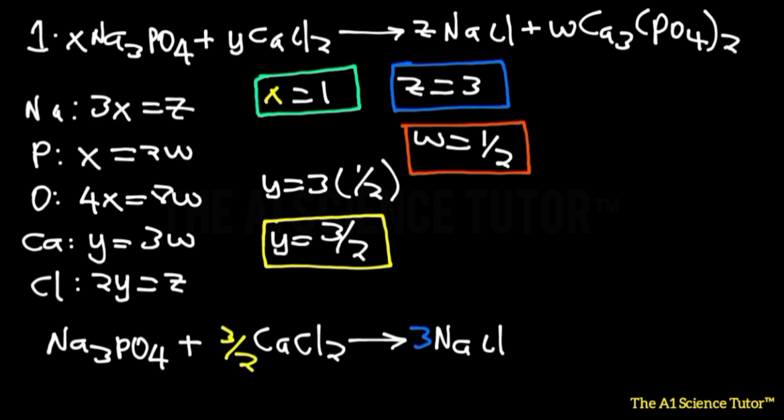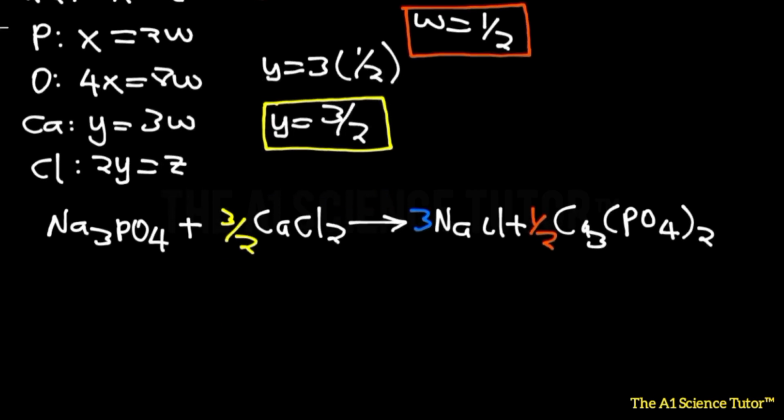Next up we have W. W is equal to half, so that will be 1 over 2, multiplied by calcium phosphate. So this is what you're going to have.